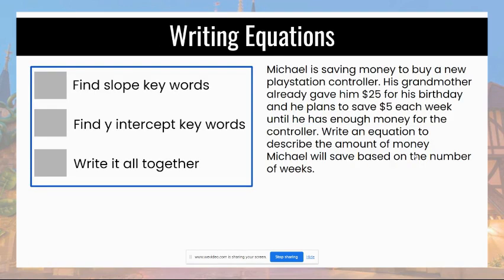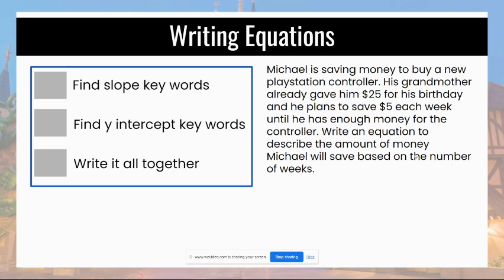So, writing equations, I've got another checklist for us. It's finding the slope keywords, find the y-intercept keywords, and then write it all together, because all of our equations are going to be in the form of y equals mx plus b. So our word problem here: Michael is saving money to buy a new PlayStation controller. His grandmother already gave him $25 for his birthday, and he plans to save $5 each week until he has enough money for the controller. Write an equation to describe the amount of money Michael will save based on the number of weeks.